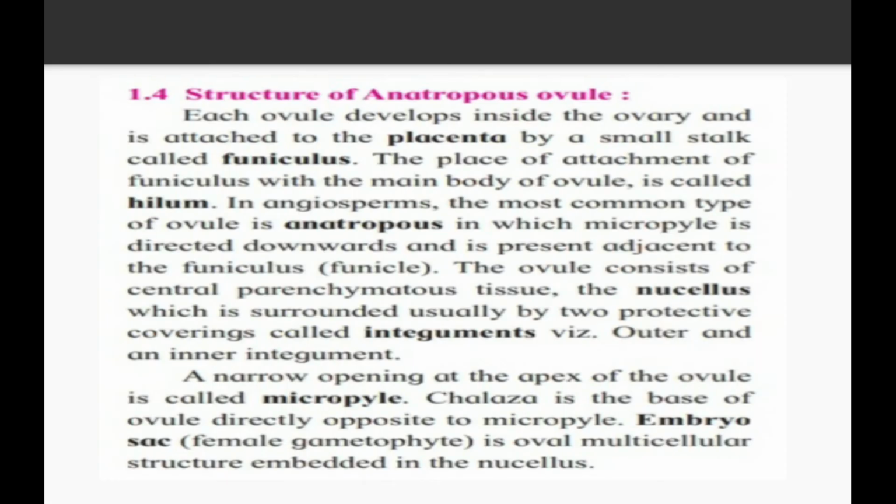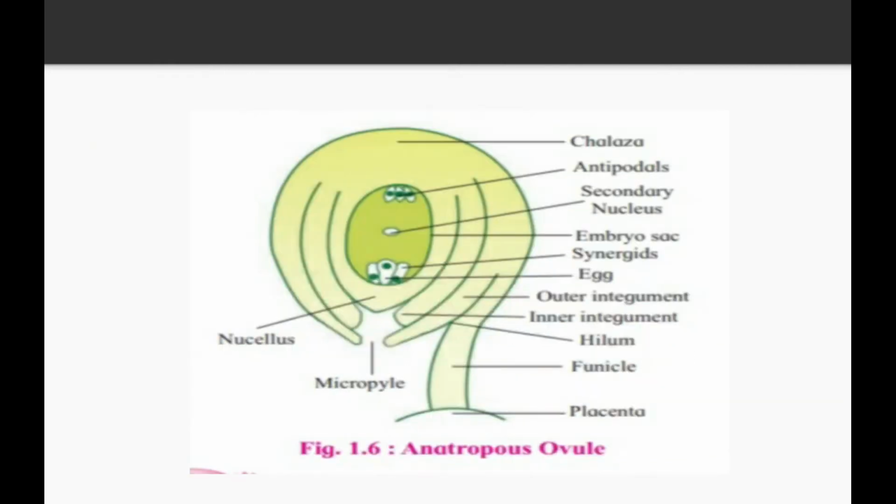Before that, let's see the diagram of it. First of all, see the diagram. So this is the diagram of the anatropous ovule. The anatropous ovule is nothing but the downward ovary. It has two ends. The end which is open is said to be the micropylar end, and the end which is closed is said to be the chalazal end.